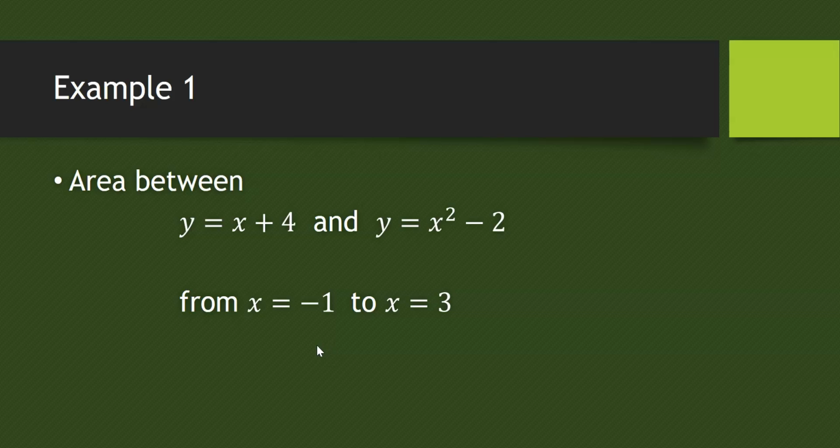So let's do an example. Let's try to find the area between y equals x plus 4 and y equals x squared minus 2 from x equals -1 to x equals 3. Now, the first thing that I'm going to do in order to complete this problem is look at the graphs of these and decide which one's on top in the region that I'm interested in. So let's take a look at that.